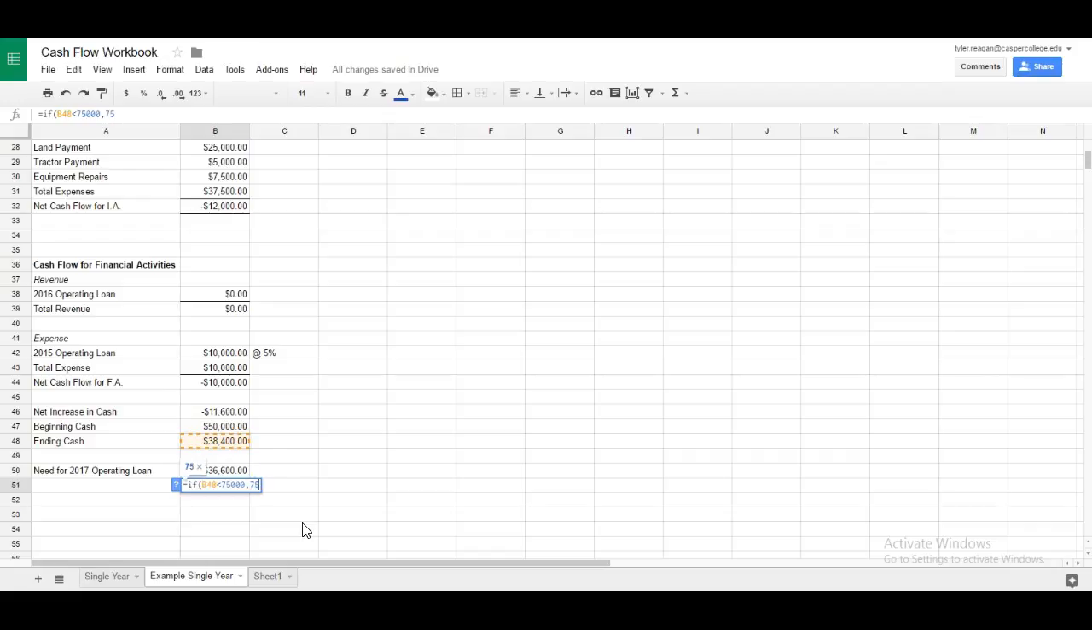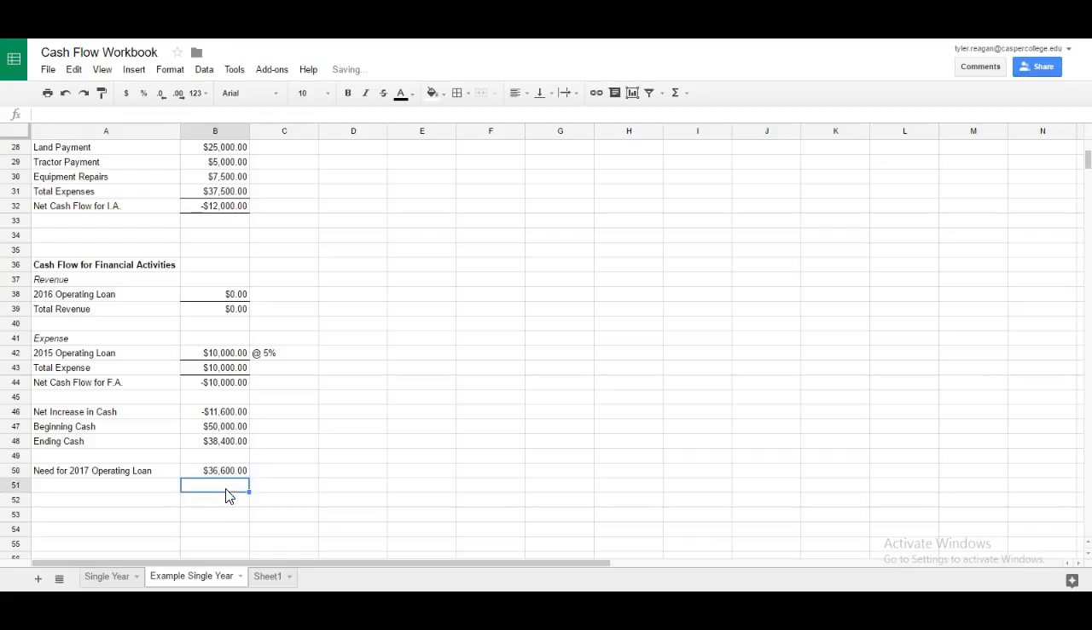So we say $75,000 minus this amount. Well, if this amount is greater than $75,000, you don't need an operating loan. So, if we don't need an operating loan, if this value right here is false, we can simply press in a 0. Again, we'll yield the same answer. So, why does it spit out this particular number? Well, we said we want ending cash plus the operating loan to be at least equal to $75,000. So that's where that comes in.